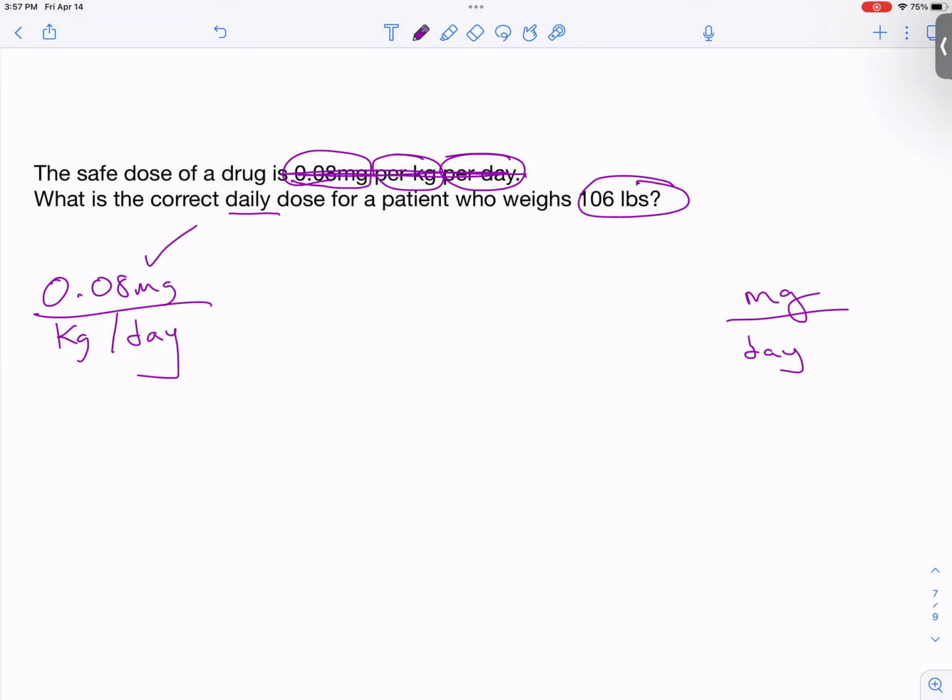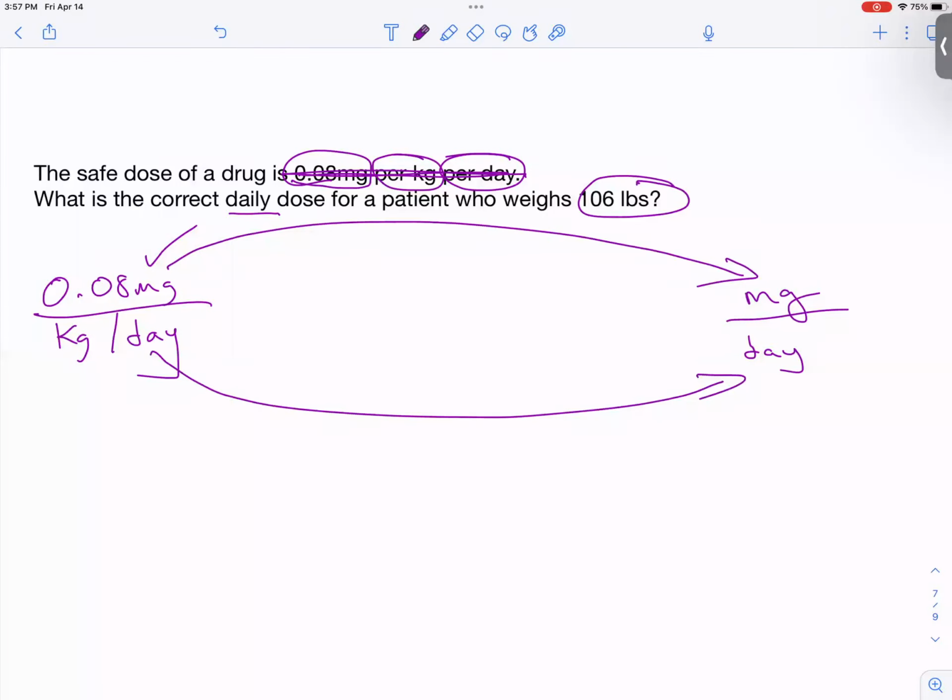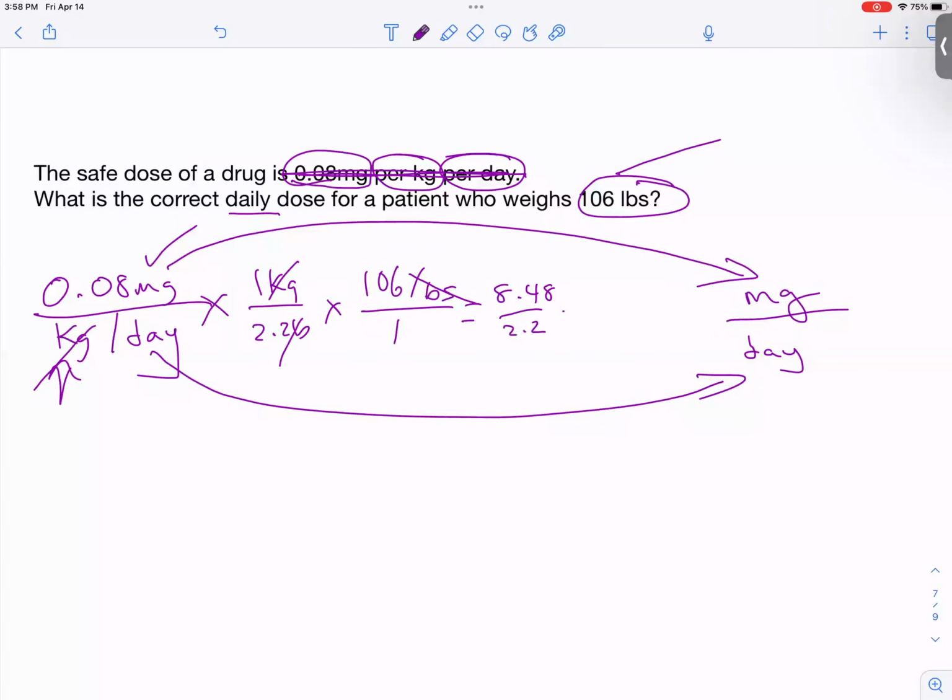So let's start eliminating what we don't need. I have milligram. Beautiful. I have day. Beautiful. I just have to get rid of kilogram, and the only thing I have is in pounds. So 1 kilogram is 2.2 pounds, and the patient weighs 106 pounds. And literally that is it. Now it's just math. So this will be 8.48 and this will be 2.2. When I divide, it gives me 3.8545. I round to the tenths. Look to the number to the right, 5 and up, I round up. The answer is 3.9 milligrams a day.